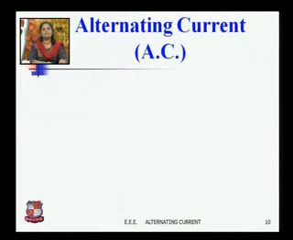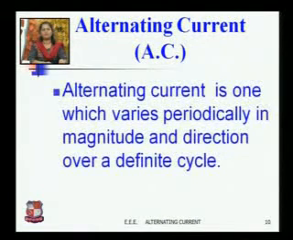Now, we will discuss alternating current, which is known as AC. The definition of alternating current is one which varies periodically in magnitude and direction over a definite cycle. It means in DC, the direction of current is always constant, and the magnitude of current is also constant if other elements of the circuit remain constant. But when you consider alternating current, the magnitude as well as the direction of current changes with respect to time.